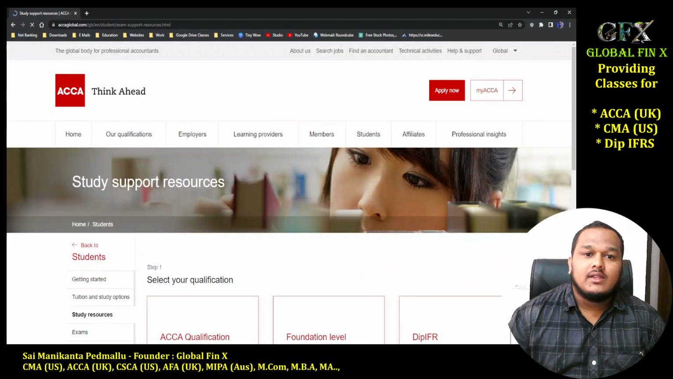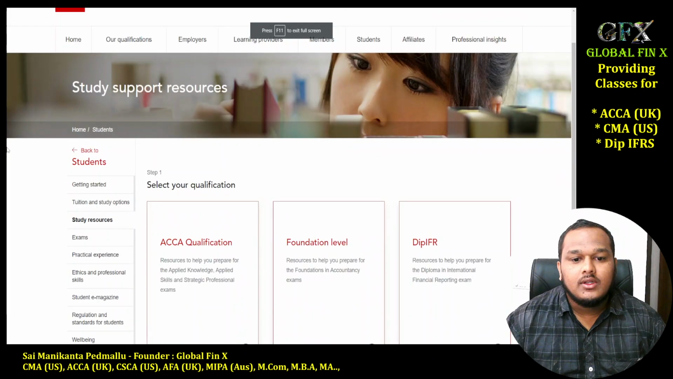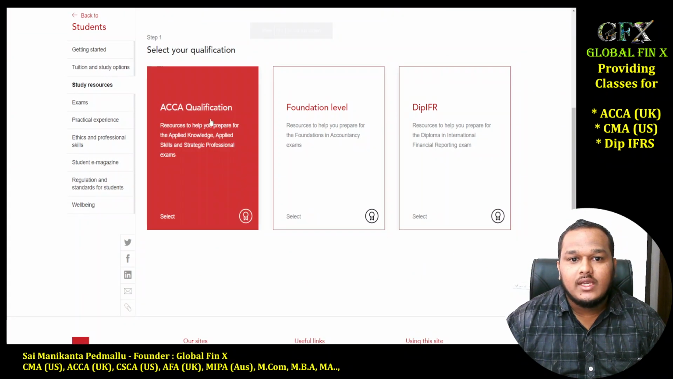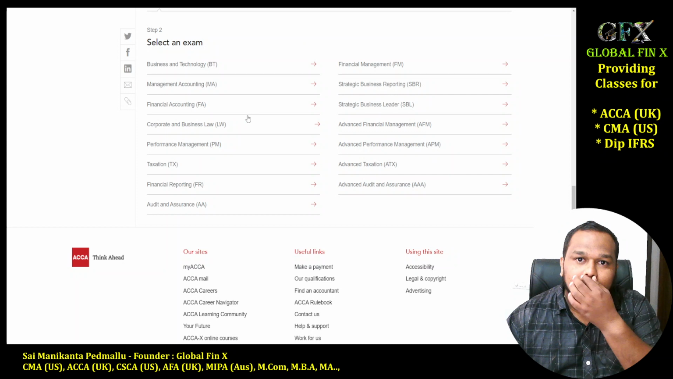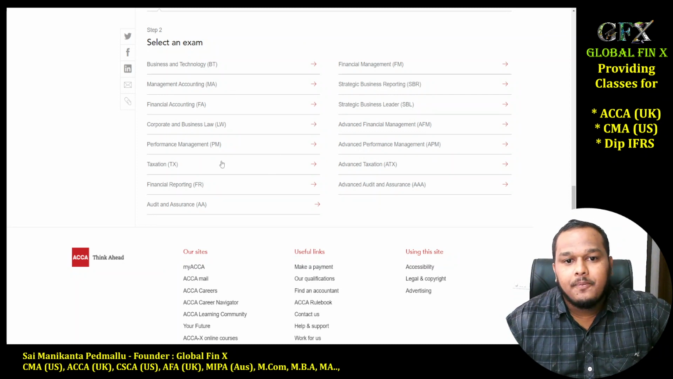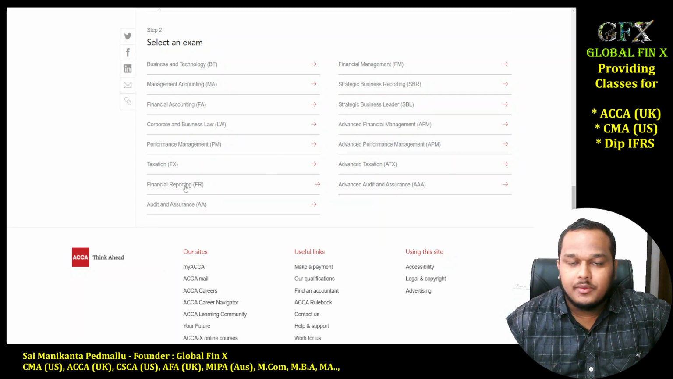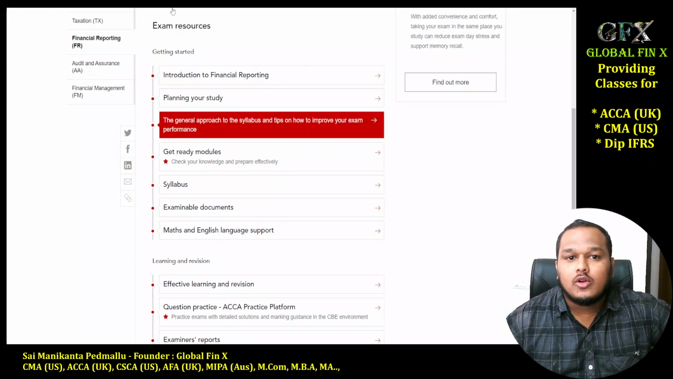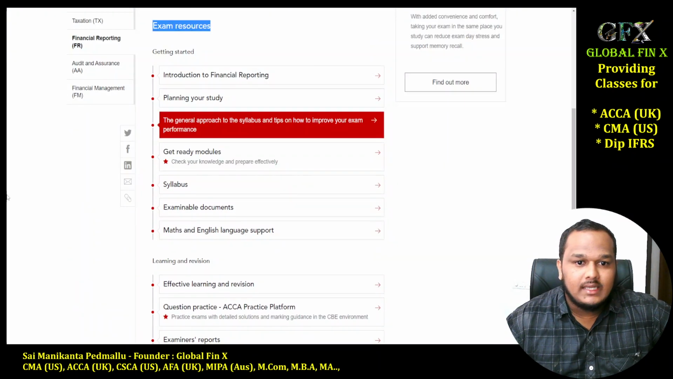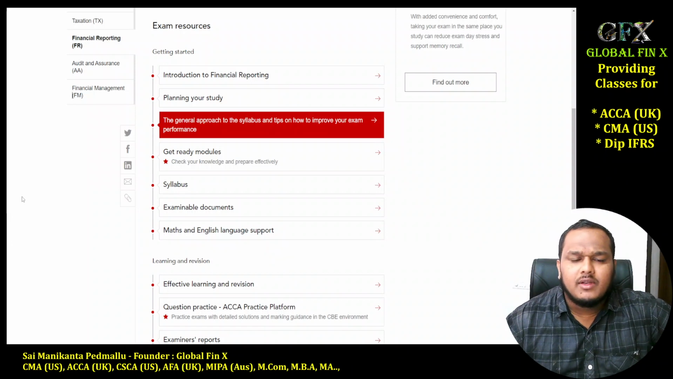Once we are on the study support resources page, we need to scroll down and come to ACCA Qualification. When you click on that, you can look at all the subjects that are available in your ACCA. So let's select Financial Reporting. When you scroll down, you will see a lot of exam resources available for you, which we have covered in multiple videos till now.